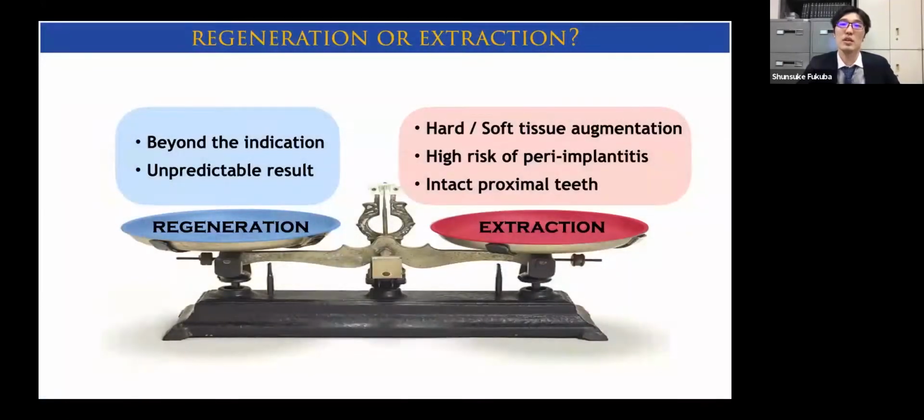In this case, the conventional periodontal regenerative treatment is beyond the indication, and the result is also unpredictable. On the other hand, implant placement requires enormous hard and soft tissue augmentation, and the periodontitis-susceptible patient has a high risk of peri-implantitis. The prosthetic replacement requires the preparation of the intact proximal teeth.